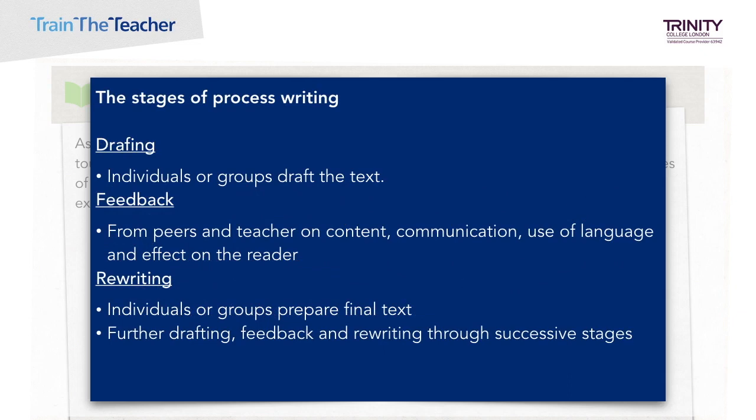Here, very briefly, are the stages of a process writing task. We begin with drafting. Individual learners or groups draft a text. Then there's a feedback stage. The feedback can come from peers and the teacher on content, communication, use of language, and the effect on the reader. After the feedback, the individuals or groups go back and they rewrite or further draft to improve it through successive stages.